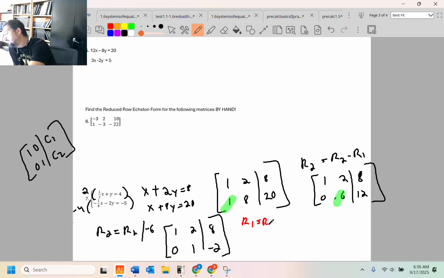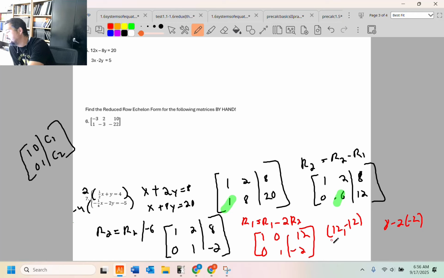Row 1 is row 1. Take away twice row 2. 1 take away 2 zeros is still 1. 2 take away 2 ones is 0. 8 take away 2 negative 2's is 12. That was 8 take away 2 negative 2's. Negative times negative is a positive. 8 plus 4 is 12. 0, 1, negative 2. Alright, so we have a unique solution. It's 12, negative 2. X is 12, y is negative 2. And since it has one unique solution, it is consistent and independent.